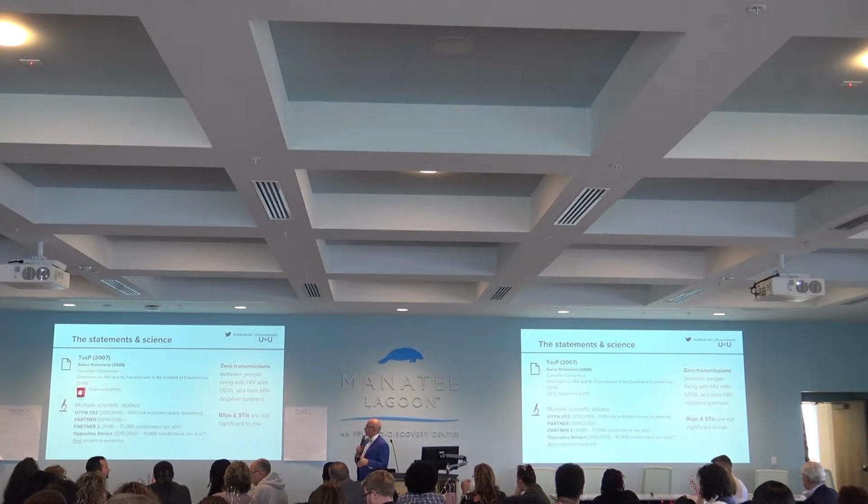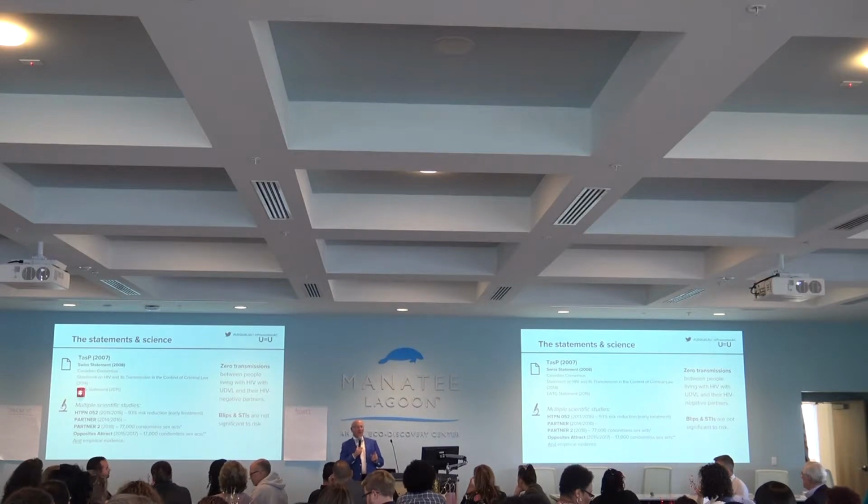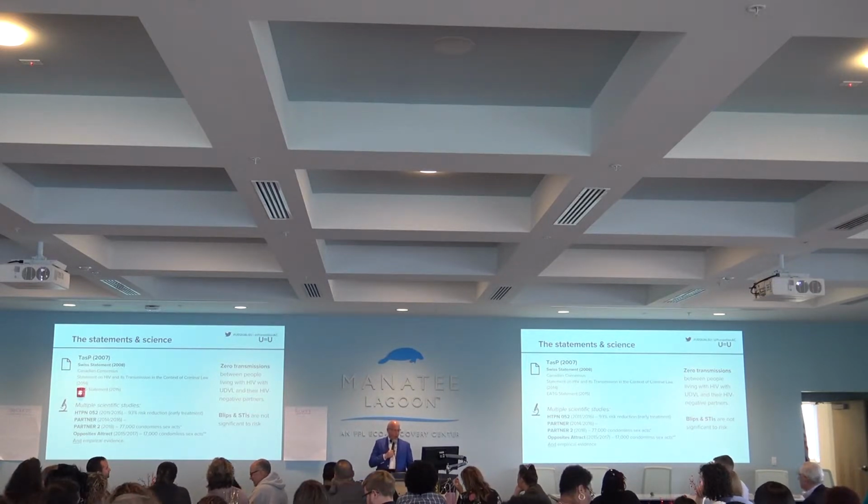In the PARTNER trials 1 and 2, you had about 77,000 episodes of condomless intercourse taking place between the couples in this study, not a single transmission of HIV. And in the Opposites Attract study, same thing, 17,000 episodes of condomless sex. And when you start talking about these huge numbers, it's like, who's monitoring this? And how are they counting? But that's the data. And not a single transmission.